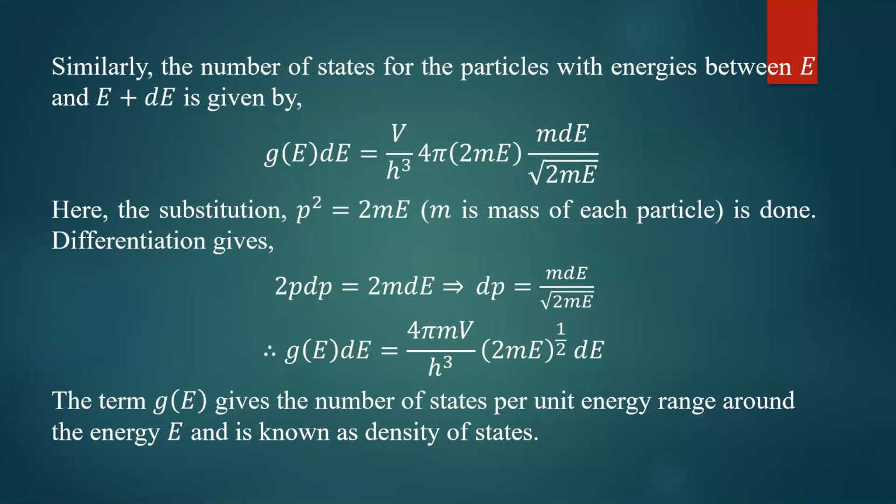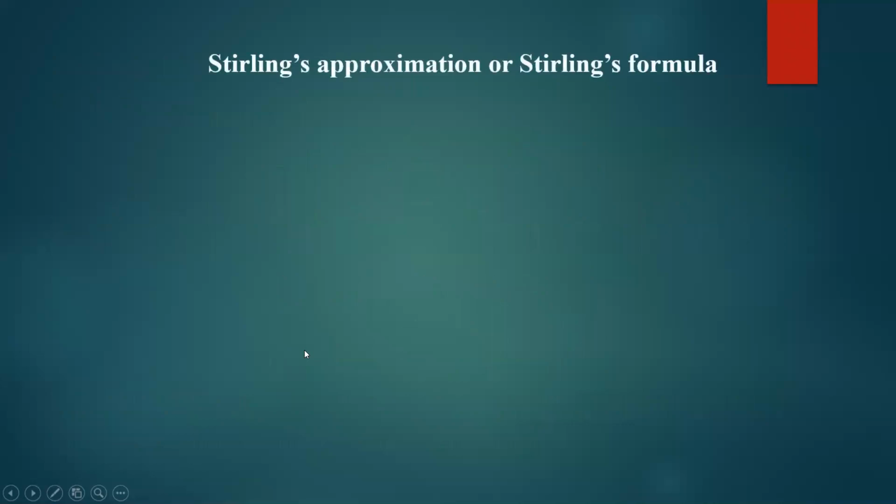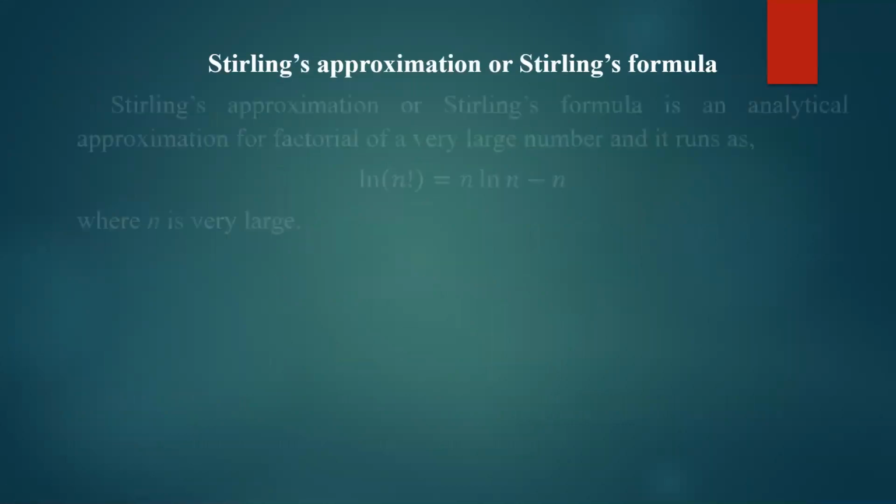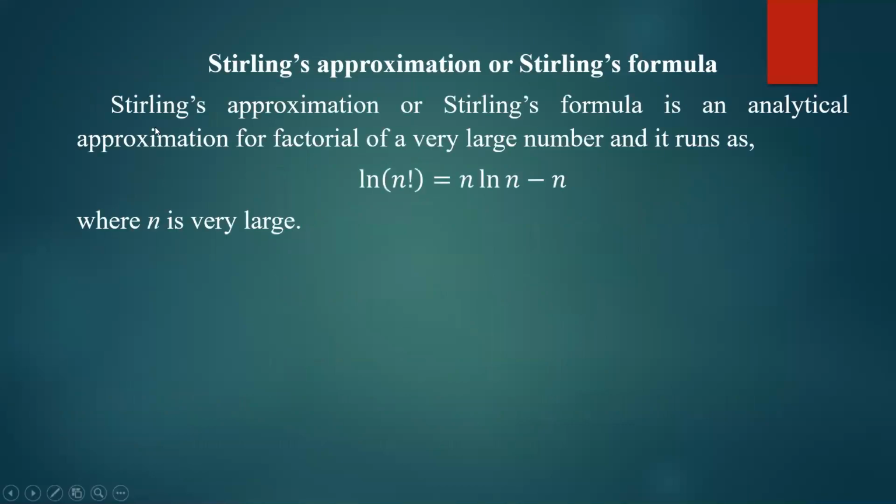Okay, you should know how it comes in momentum space. So this is the density of states. Next, we'll take the Stirling approximation. This is important because you have to understand this properly. The Stirling approximation is an analytical approximation for the factorial of a very large number, and it runs as ln of n factorial equal to n ln of n minus n. That is the Stirling approximation, and this is applicable where n is very large.